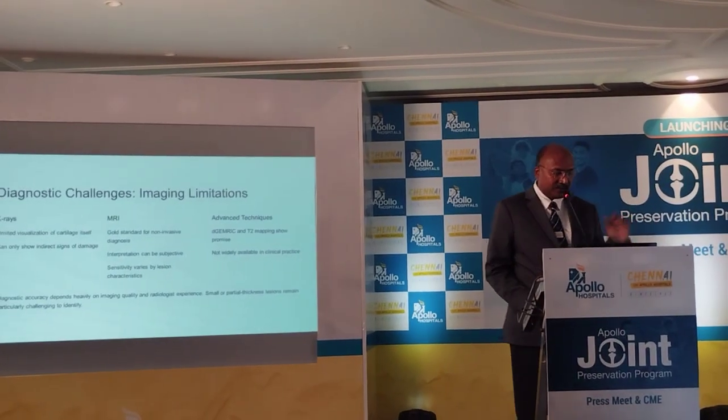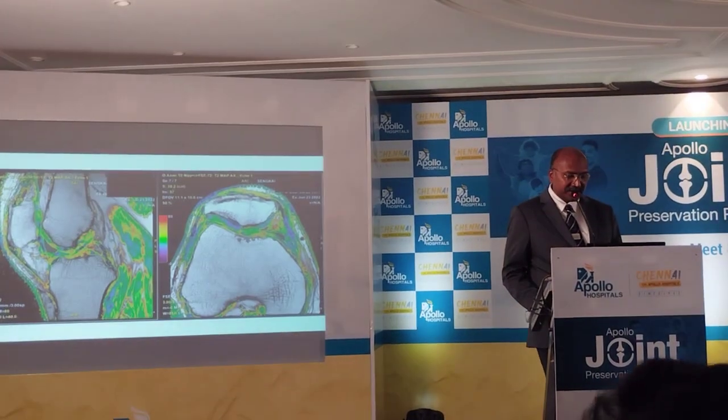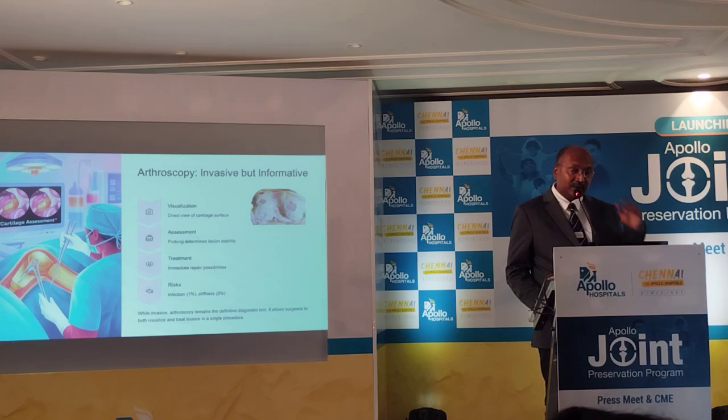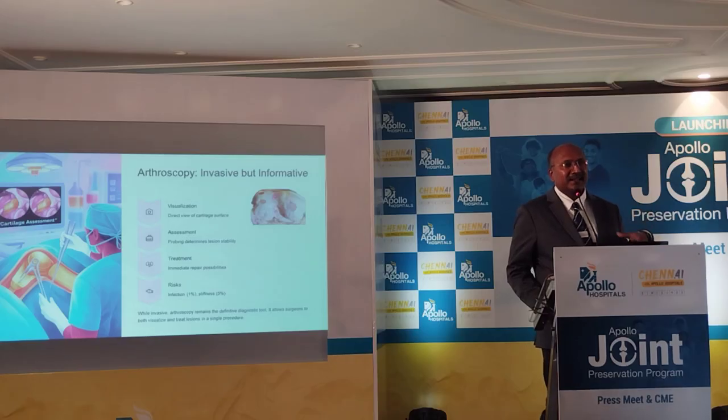That's a basic idea. There are imaging limitations; he showed about the MRI. So arthroscopy is one of the best ways to get the early diagnosis, know what type of cartilage lesion it is, and then treat it. There are many options, usually divided into three.